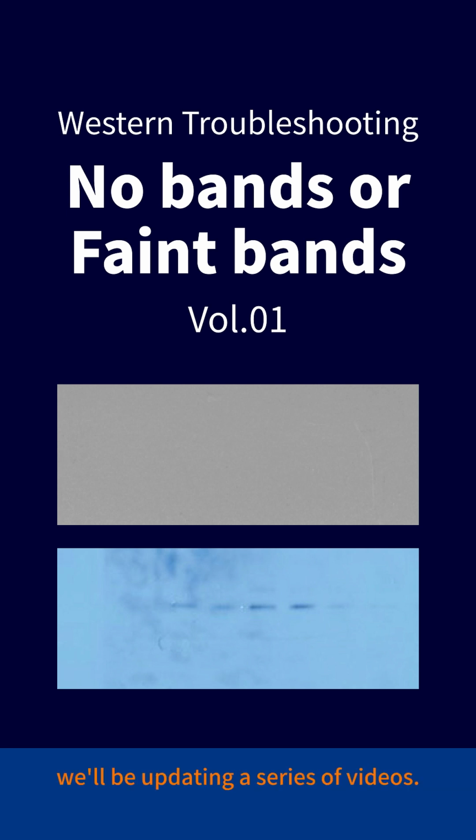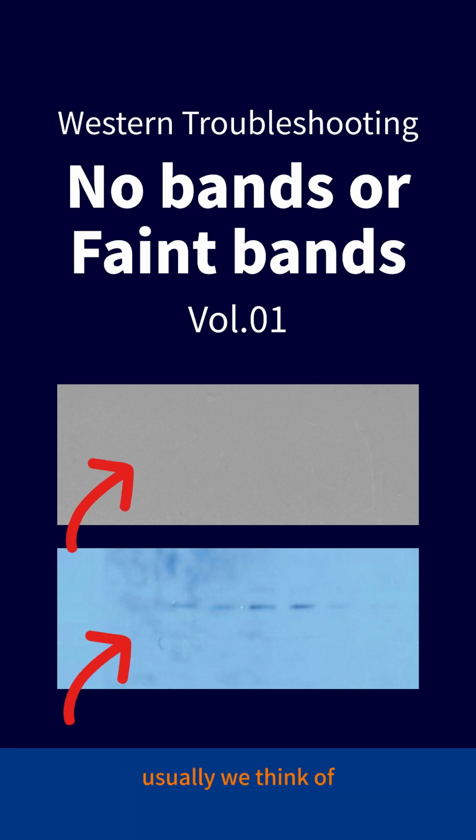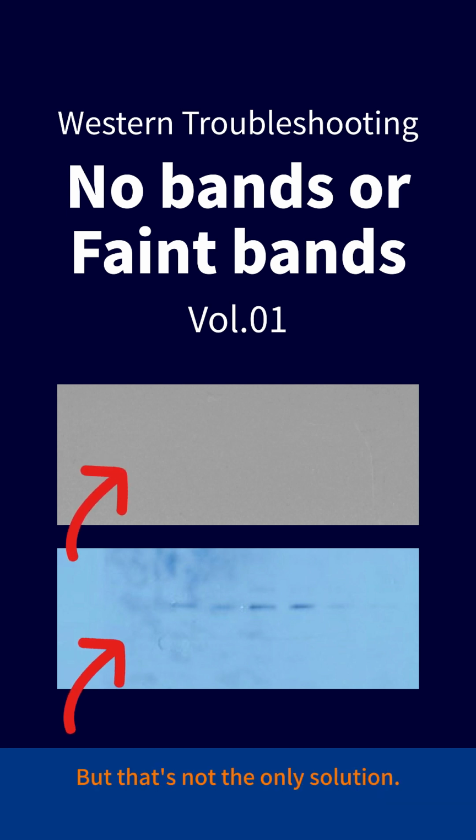So next, we'll be updating a series of videos. We will analyze the possible causes of some abnormal Western results and solutions. So in today's installment, we'll take a look at what happens when we can't get the bands to come out of the exposure or when the bands are weak. When we see this, usually we think of extending the exposure time. But that's not the only solution.